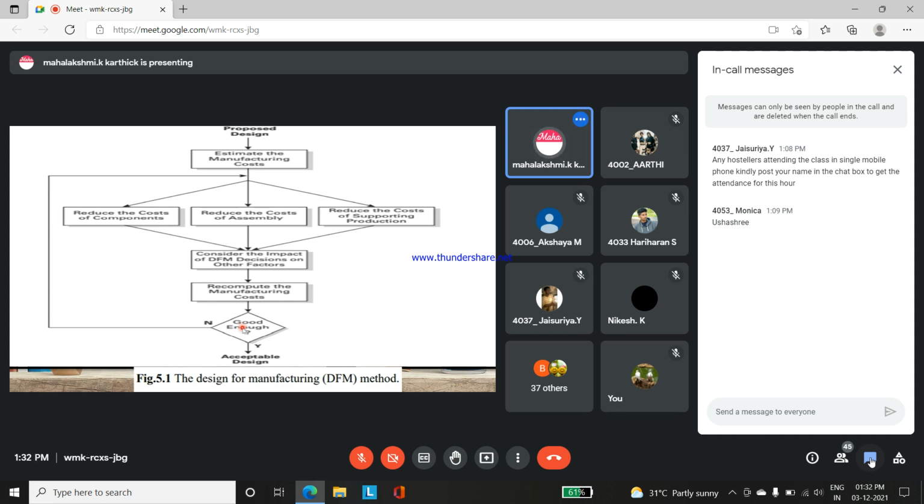Suppose they find something again that has to be done, some iteration step that can be reduced, unnecessary. During the discussion they would have found it, again it will start from step 2 process, not step 1, step 2. Because already we have listed, so we will go for step 2. We will again do some iterations, reduce the component, reduce assembly or supporting production. The overall design of manufacturing methodologies.